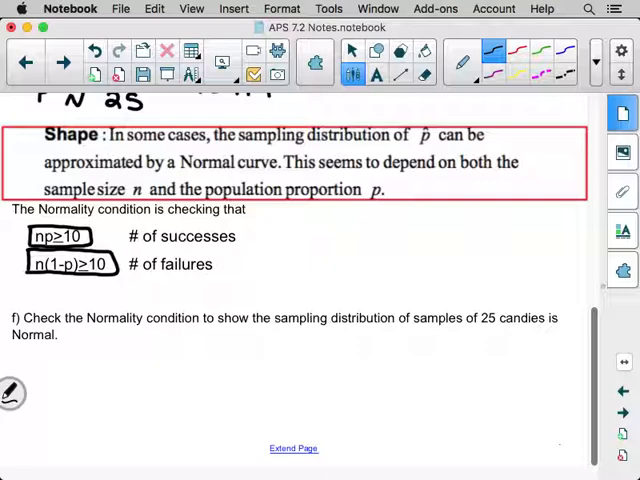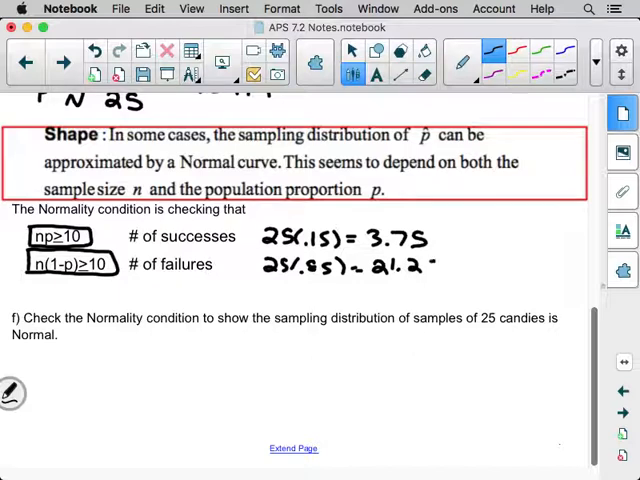So what this means is in a sample of 25, we would say 15% of them should be orange, right? And for this one, we would say 85% should not be orange.